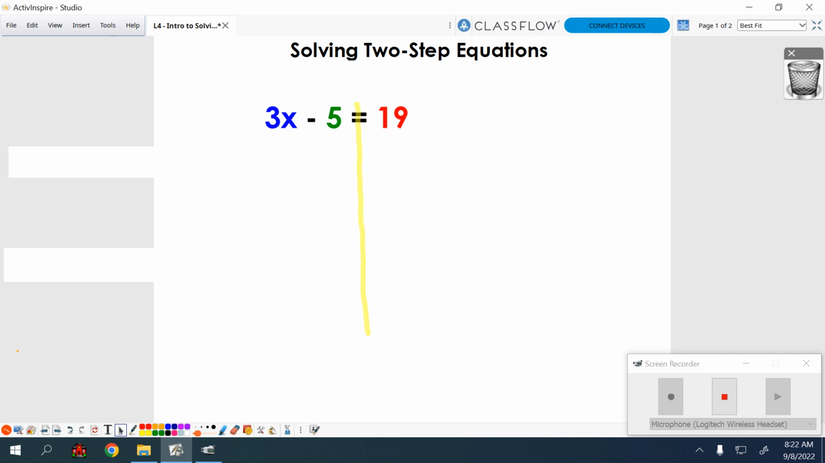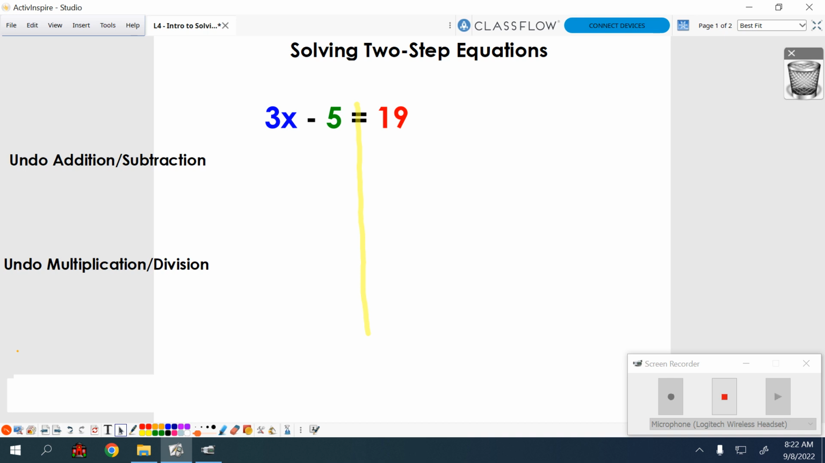They're going to get a little more complex as your problems get more complicated, but in this case our first 2 steps, because it's only a 2-step equation, are that first we're going to undo our addition and subtraction in our problem, and then the next thing we're going to do is undo the multiplication and division we have. So when we say undo, it means you're going to do the opposite, because remember, the idea is we want to get this x all by itself.